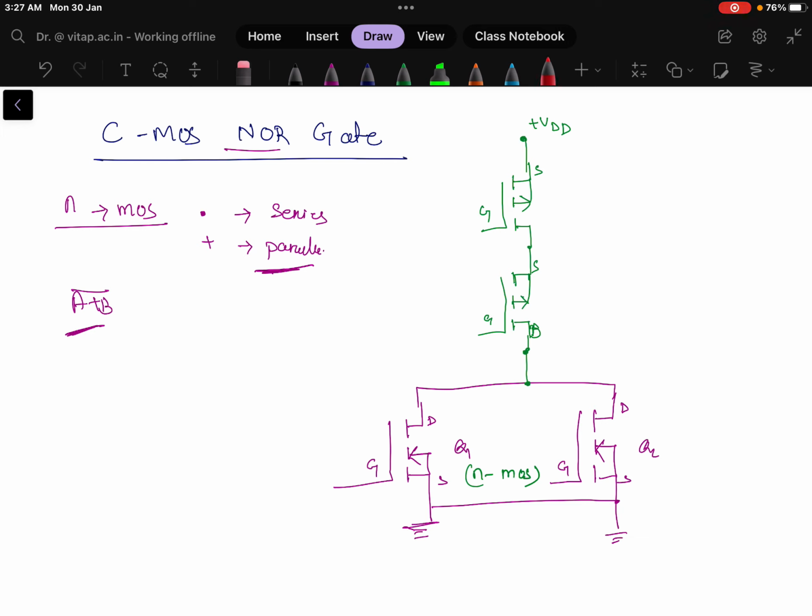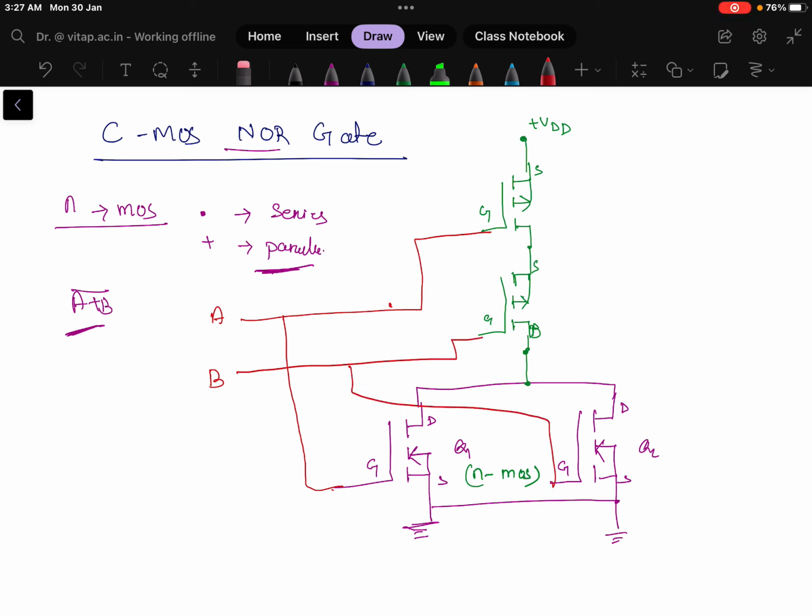Now the question is how to connect the A and B. As I said, there are two inputs, one is A and one is B. So how will it be connected? A will be connected to one MOSFET of P type, and it will also be connected to one of N type. So let me just write A and B here. How will the A and B be connected? It will connect one point to the PMOS and another point to the NMOS. Similarly, B will be connected one to the PMOS and another one will be connected to your NMOS.